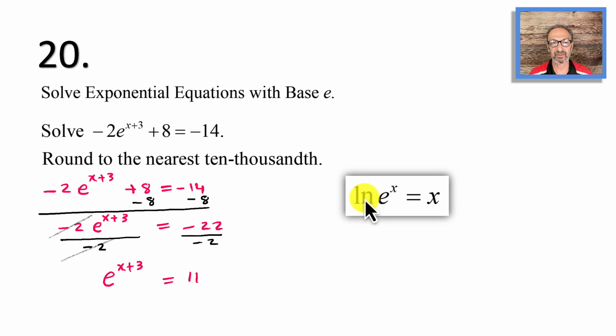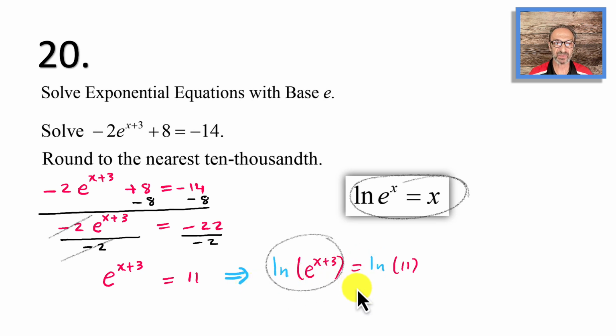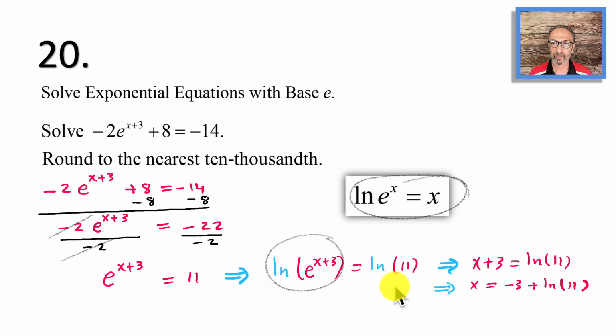Now let's apply ln to both sides so you could see this. Put ln on the left and put ln on the right side. That and that cancels and brings down the x plus 3. So we have x plus 3 equals ln 11. Subtract 3 from both sides. I have negative 3 plus ln 11 on the right side. Using the calculator, I get the approximate answer, negative 0.6021.